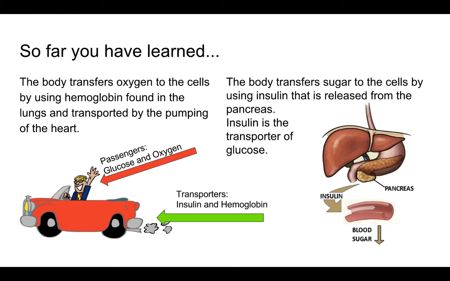So far, you've learned about how the body transfers oxygen to cells and how the body transfers sugars to cells. But just to recap, the transporters of these molecules are insulin and hemoglobin. So I want you to think of insulin and hemoglobin as your car, and the passengers are glucose and oxygen. In the process of starting cellular respiration, it's really important that you realize that you can't start it without these 2 major molecules, glucose and oxygen. And they won't get to the cells unless they have insulin and hemoglobin to help them.